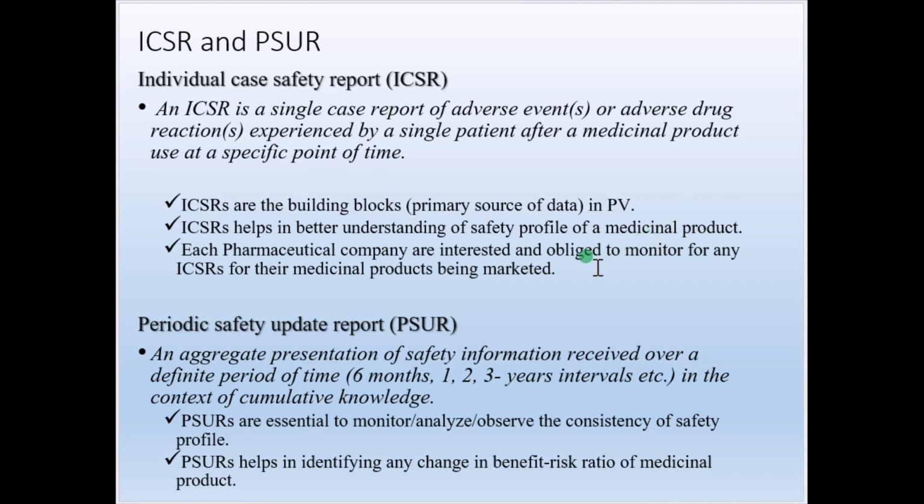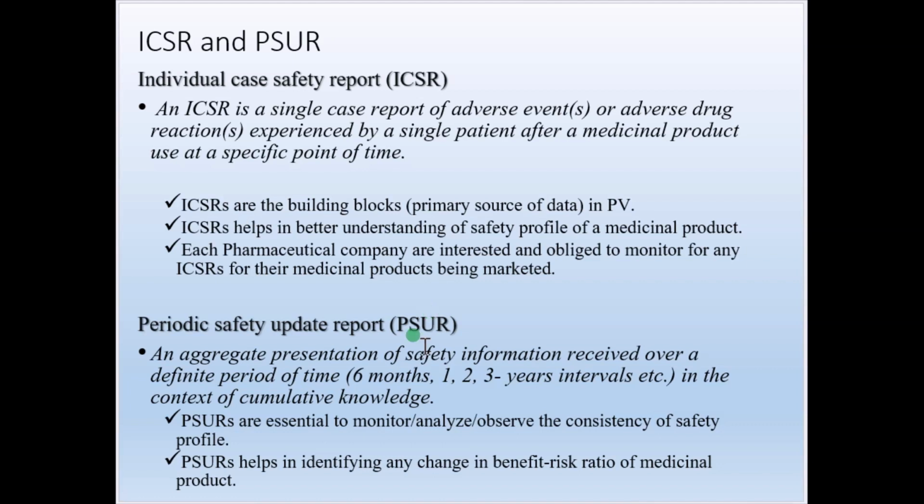In PV, ICSRs are the primary source of data, which can be considered as building blocks for a medicinal product's safety profile. All pharmaceutical companies have a regulatory obligation to collect safety data from all possible sources and process them in their proprietary safety database and report to the relevant health authorities as needed.